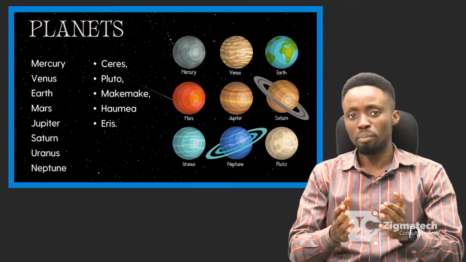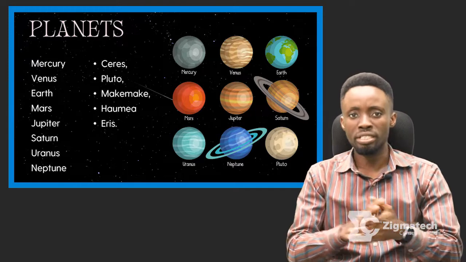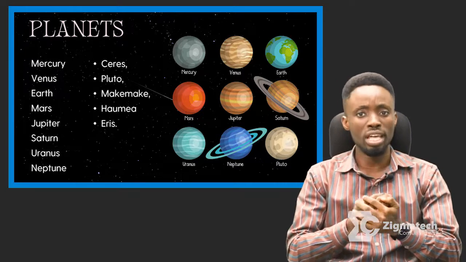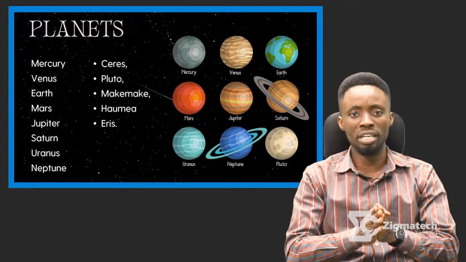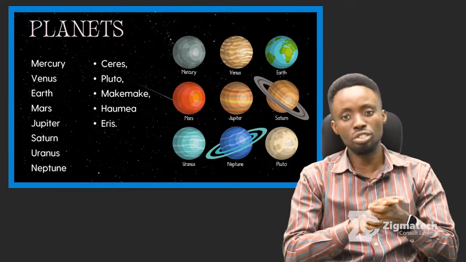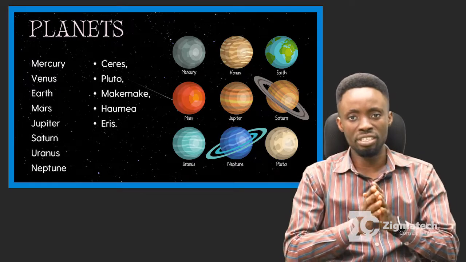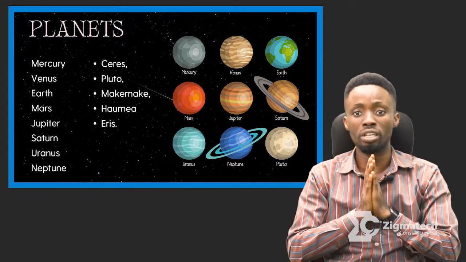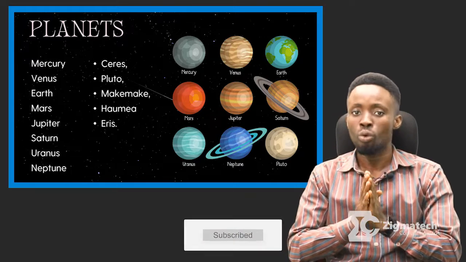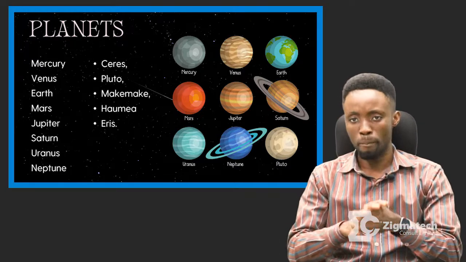Now, the satellite planets are actually divided into the terrestrial planets and the Jovian planets. The terrestrial planets are the planets with rocky surfaces, like Mercury, Venus, Earth and Mars. While the Jovian planets are planets without rocky surfaces, which include Jupiter, Saturn, Uranus, and Neptune. Now, for the dwarf planets, we have Ceres, Pluto, Makemake, Haumea, and Eris. Ceres is located in the asteroid belt, while the other four dwarf planets are found in the Kuiper belt.